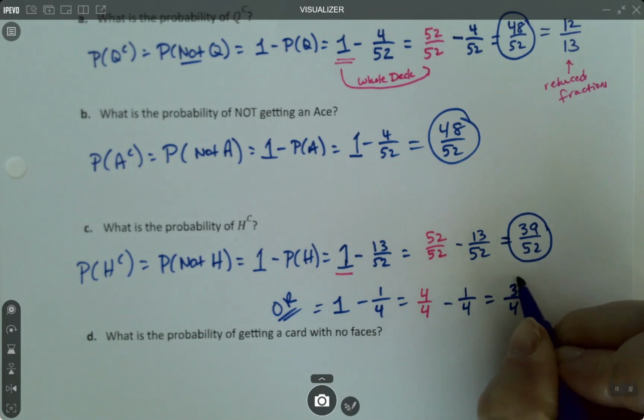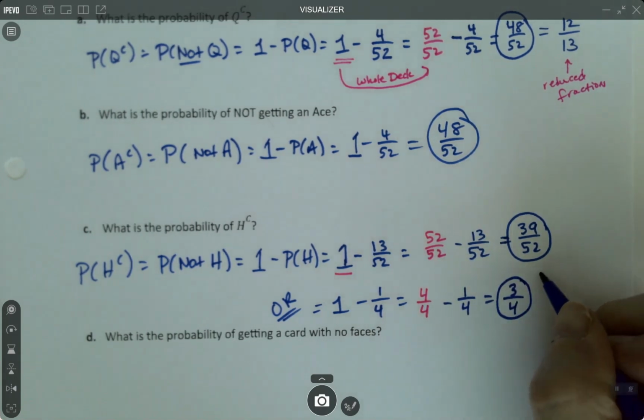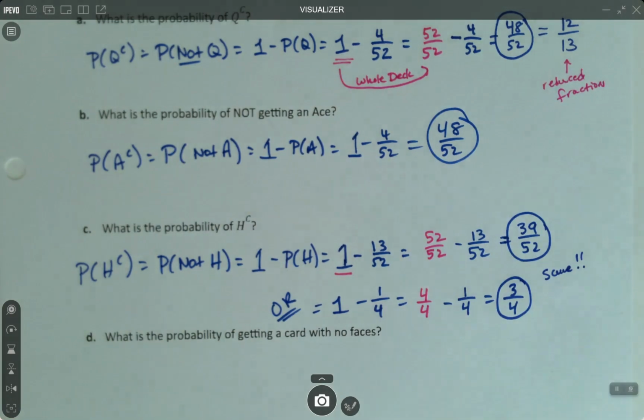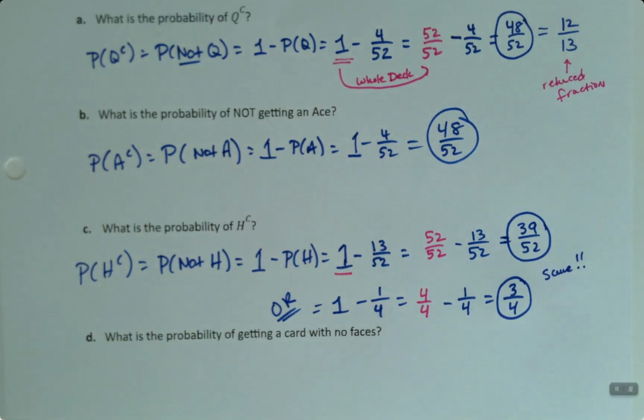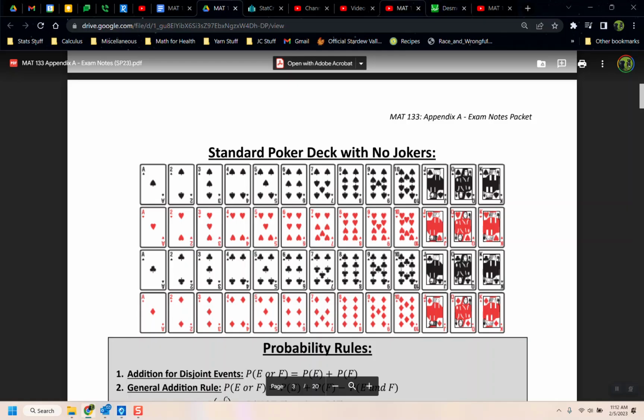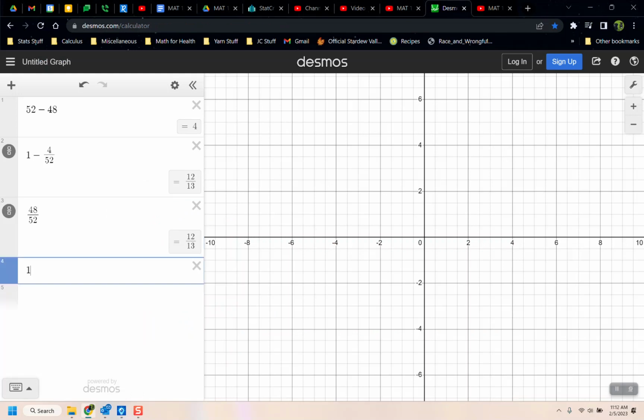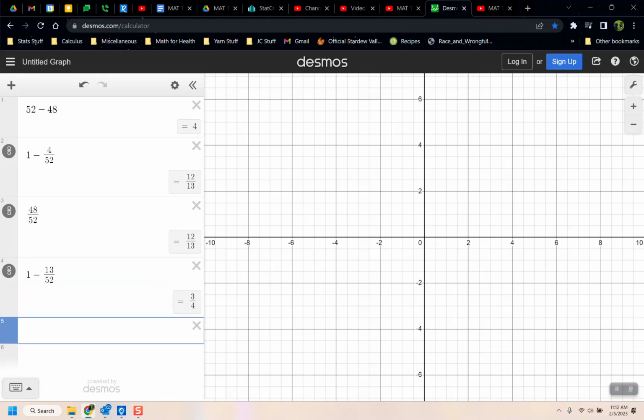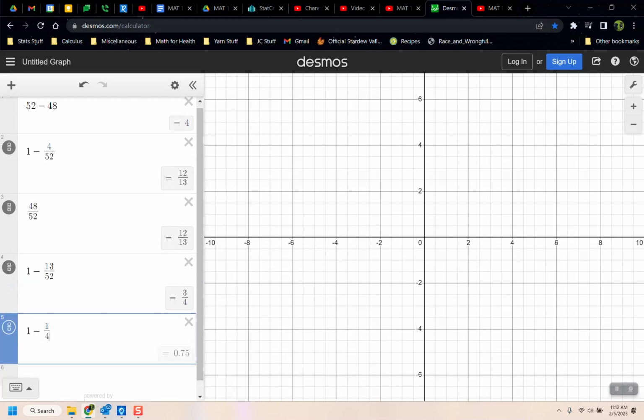And if you're thinking these aren't the same, they are. Right? 39 out of 52 is 3/4. It's 0.75. I can prove it to you. So 1 take away 13 out of 52 is 0.75, which is 3/4. There you go. Which is, of course, the same as 1 take away 1/4. It's all the same.